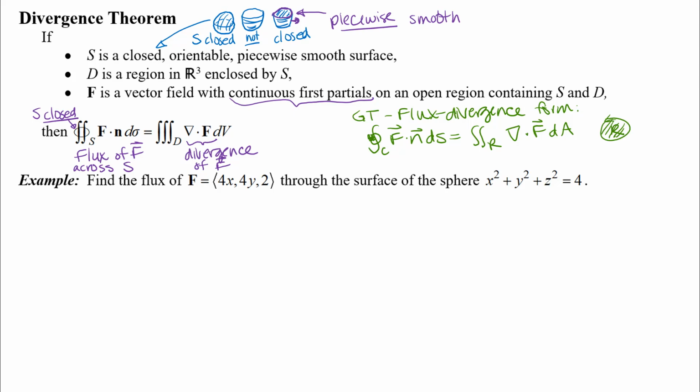All right, so let's look at an example here. I need to find the flux of F through the surface of that sphere. So I do have a whole sphere, so that surface is closed.